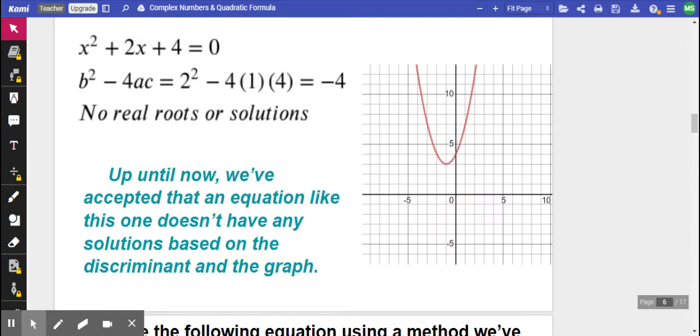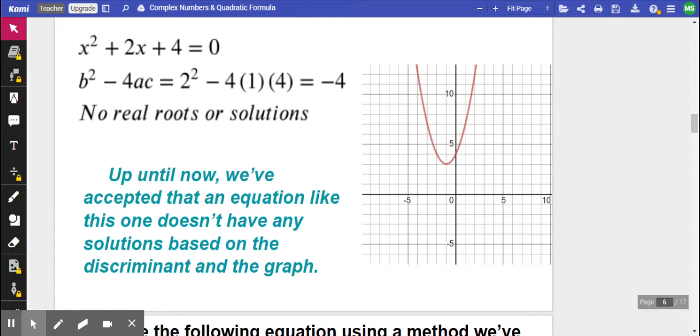The result of that process we have in front of us now. We have our equation in the top left corner. If we use our discriminant, b squared minus 4ac, we end up with a -4 as an answer. Whenever your discriminant is lower than 0, that means there are no real roots or solutions. Roots and solutions are really the same thing.